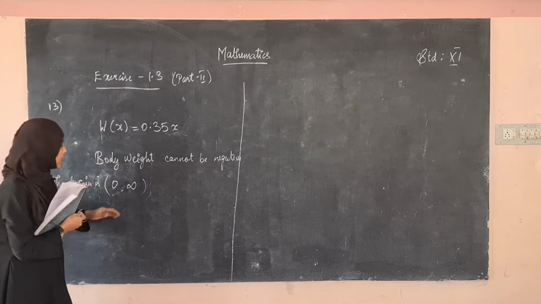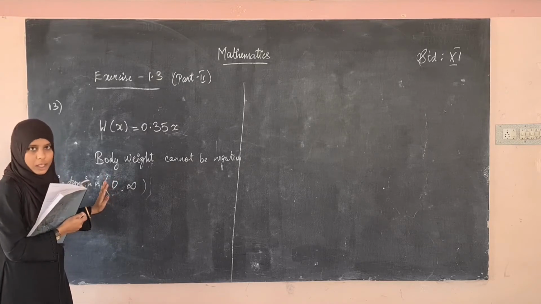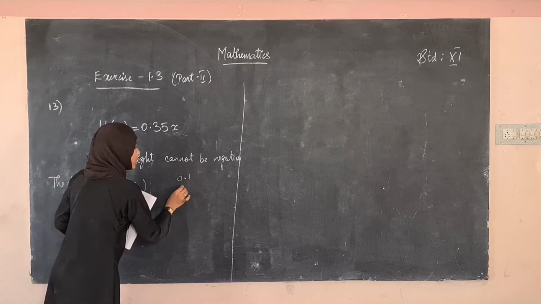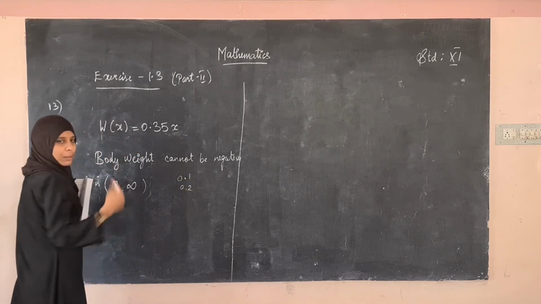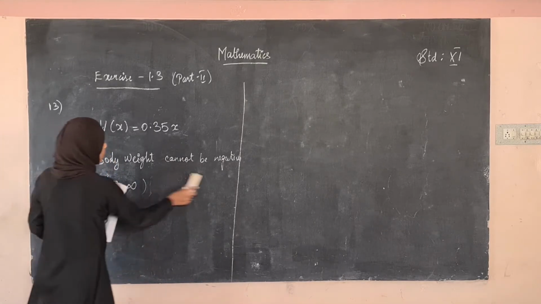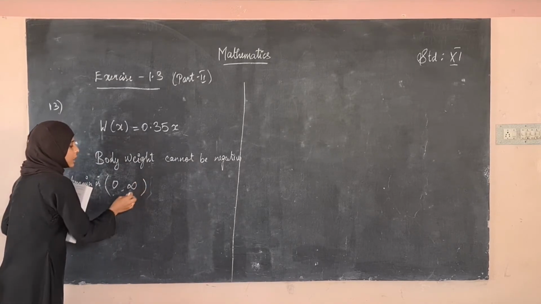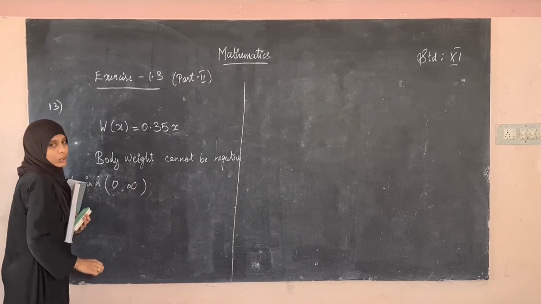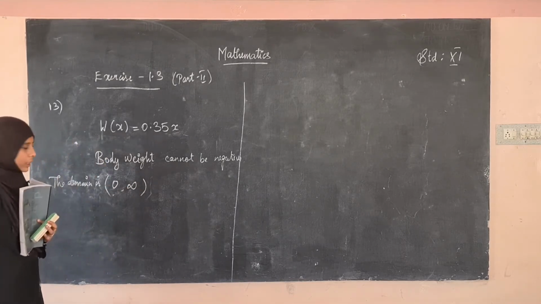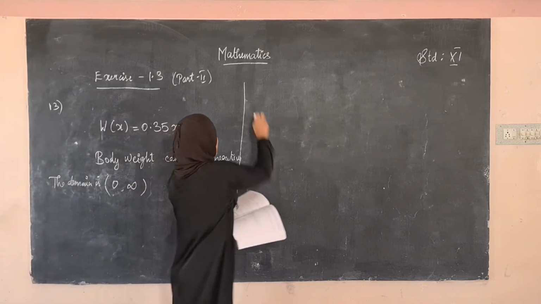Why have we given that as an open interval? See here, 0. The body weight cannot be 0. Therefore, we have neglected the 0. It may be 0.1, 0.2. That is the muscle weight, right? The muscle weight can be 0.1, 0.2. It may be in kgs or grams, anything. And infinity, we don't say closed or open for infinity. We have seen why, right? So this is the domain of the given function w of x. Okay, domain is the open interval 0 to infinity.